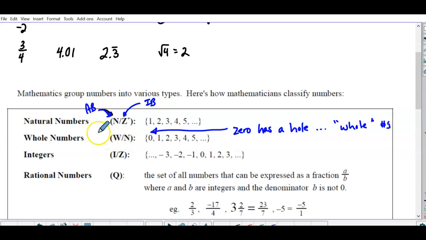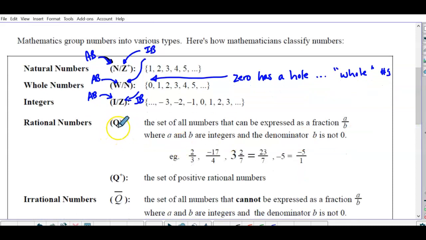So in Alberta education, it makes sense. N for naturals, W for whole numbers, I for integers. But now IB, they use N for whole numbers. And probably, again, it comes from a different language or something. Maybe N is the first letter. In any case, you do need to remember that. Integers in Alberta, integers in IB curriculum. So integers have all the whole numbers and also all the negative natural numbers.